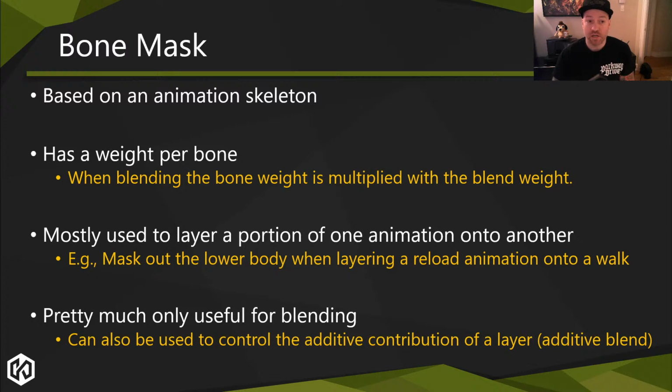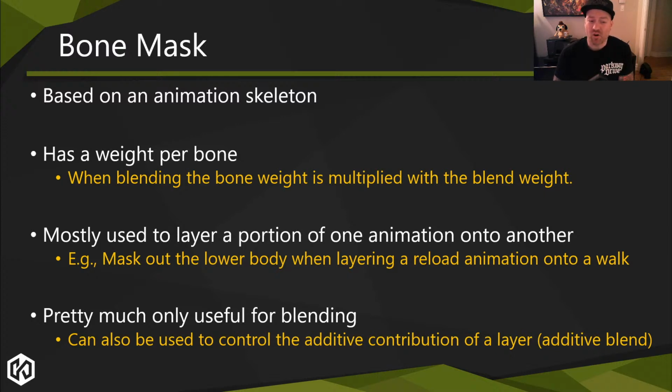The final thing when it comes to blending is a concept called a bone mask. What a bone mask is, is simply a weight per bone. That's it. It's all the bones in the skeleton plus a weight.